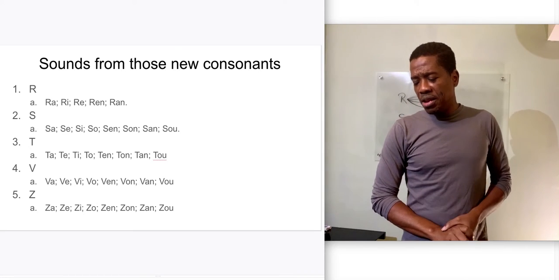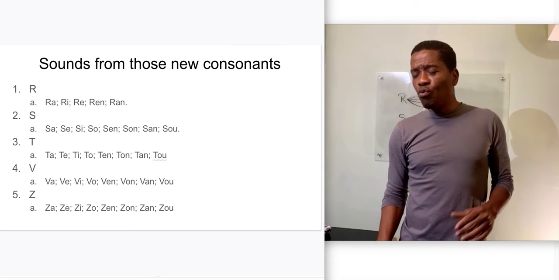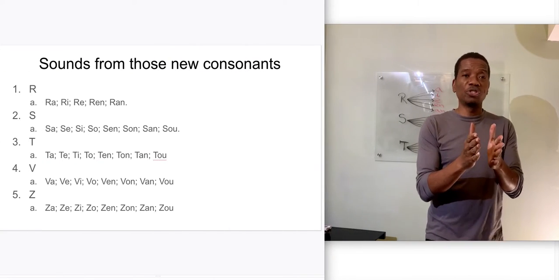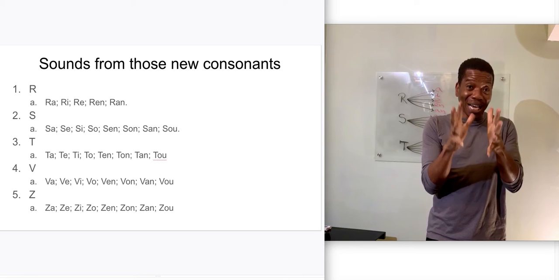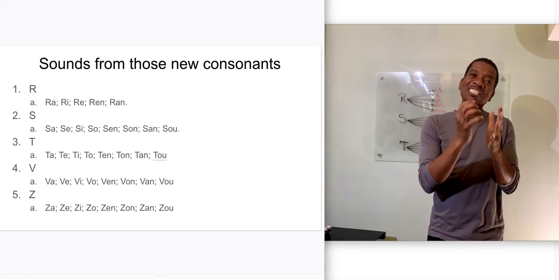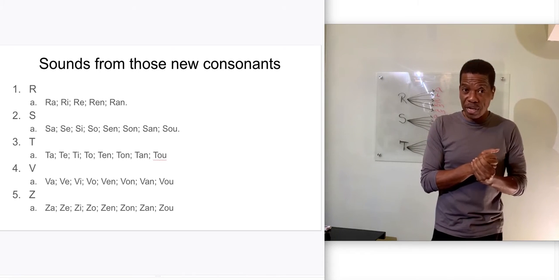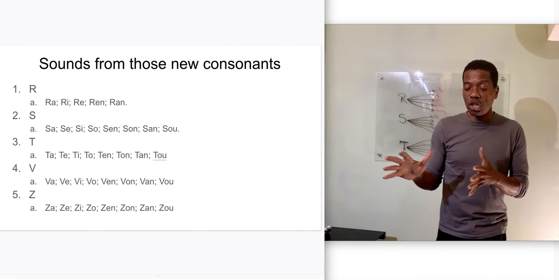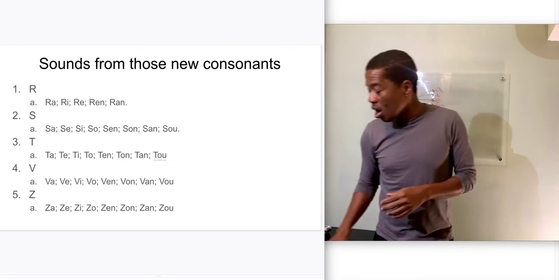Okay. Now, what we're doing right now, we're breaking the word into syllables. That's what we're gonna do to help you master the phonetics, the sounds of the language better. Right? We're gonna start with the last five consonants that we just saw. Now, let's go with R.